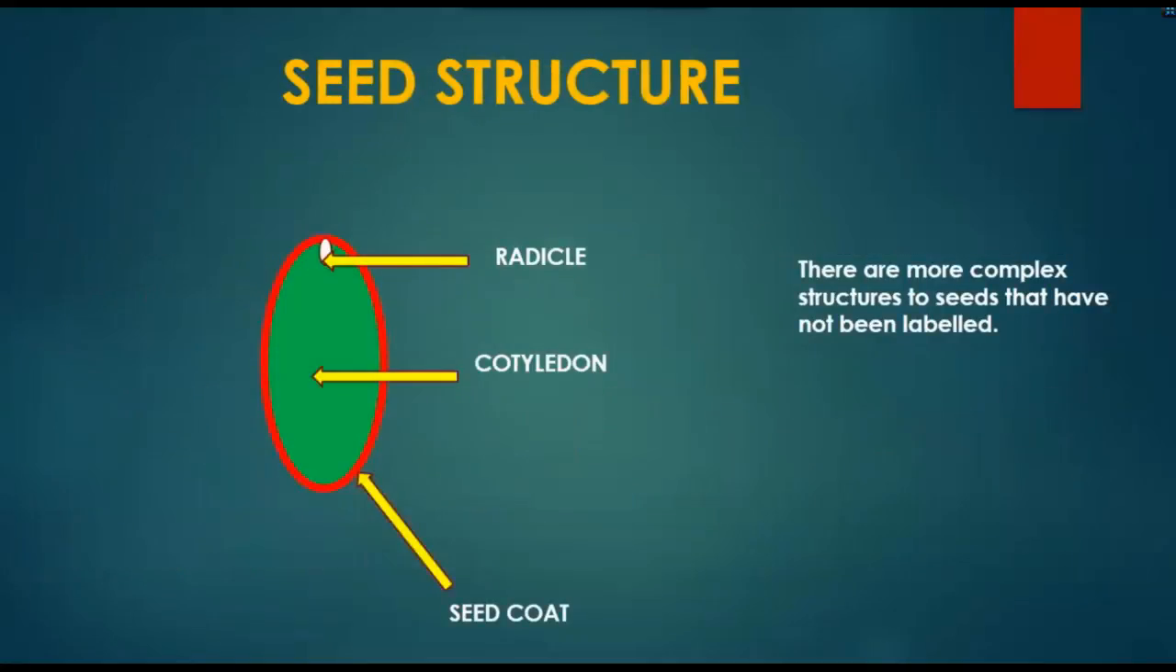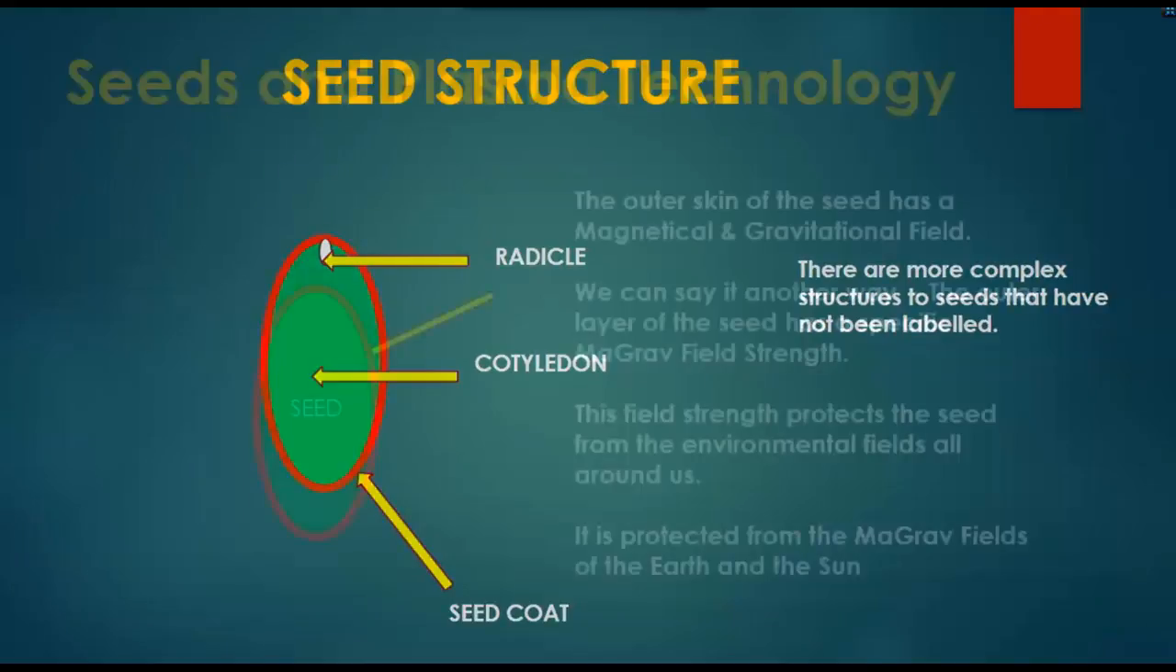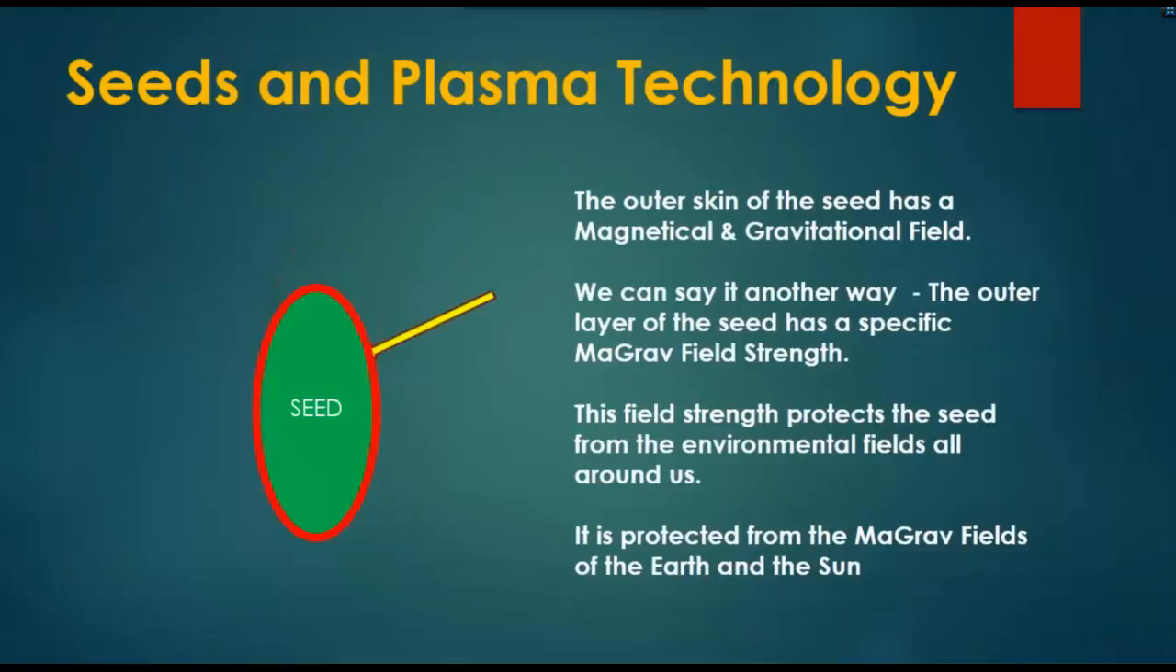I've just put a very simple seed structure here. I know it goes into a lot more detail, but I wanted to keep it very simple. So we've always got the seed coat, that's the outer shell of the seed. And inside you've got the cotyledon, and on a lot of seeds you'll see a tiny little pip, a little point, and that's your radicle. As I said, there are a lot more complex structures, but I wanted to keep it simple for those three.